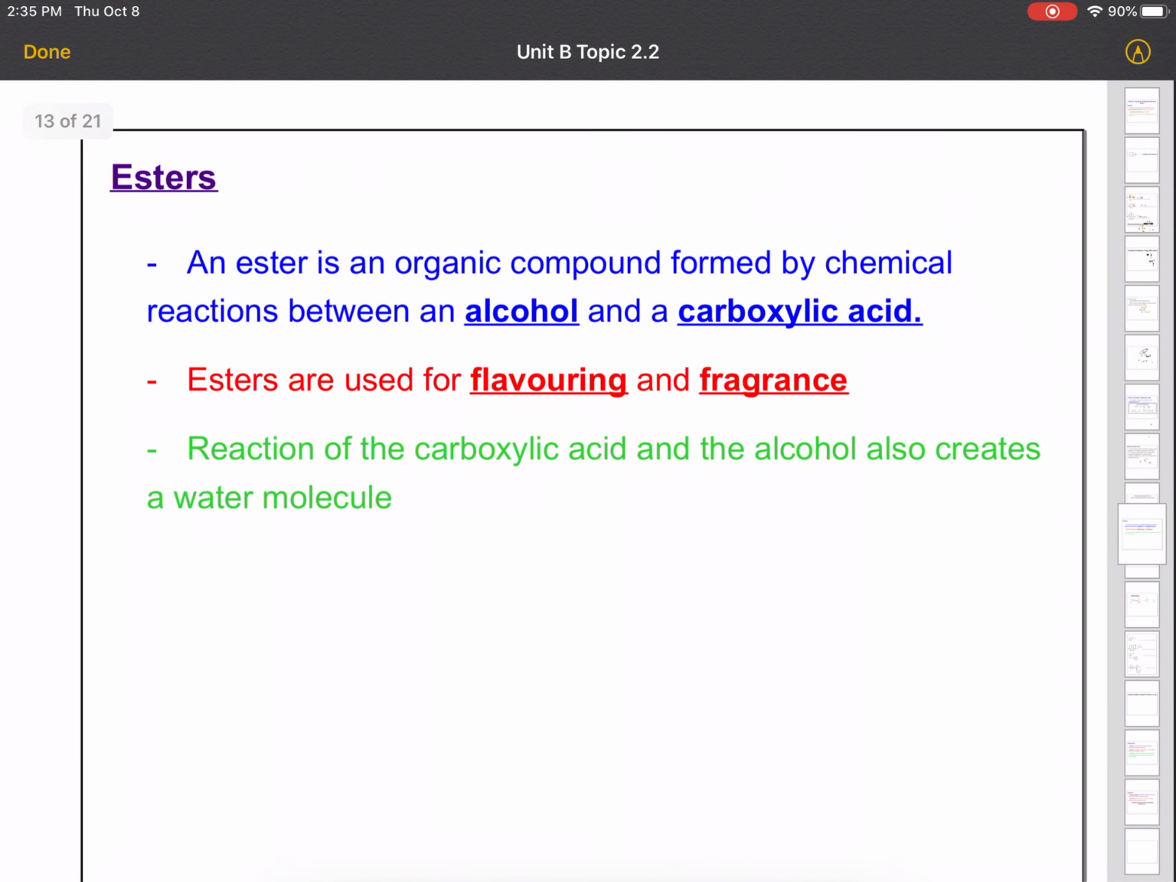Okay, this is continuing on with topic 2.2. We've got esters. So this is our last type of naming that we've got to learn. It says an ester is an organic compound formed by chemical reactions between an alcohol and a carboxylic acid. Esters are used for flavoring and fragrance. And the reaction of the carboxylic acid and the alcohol also creates a water molecule.